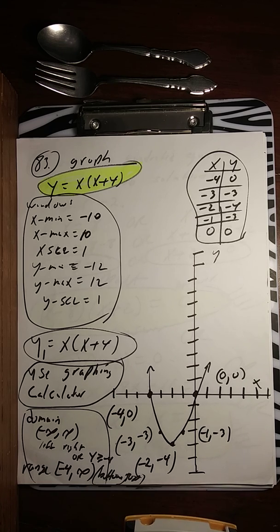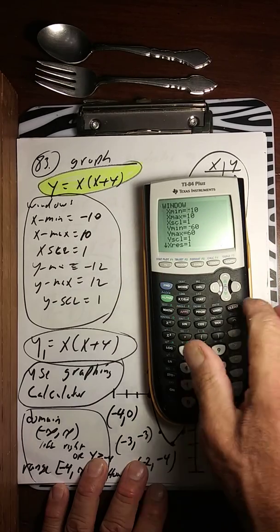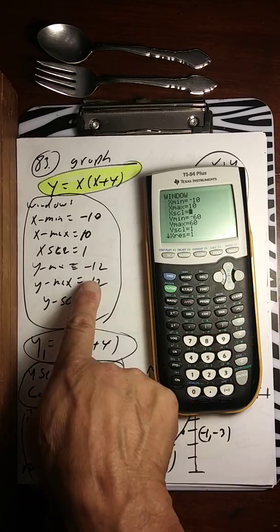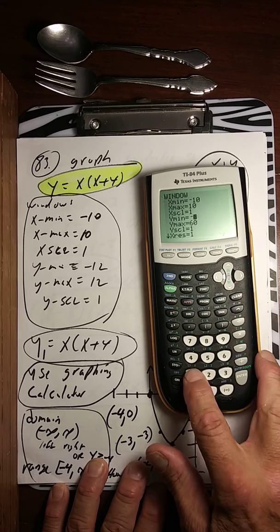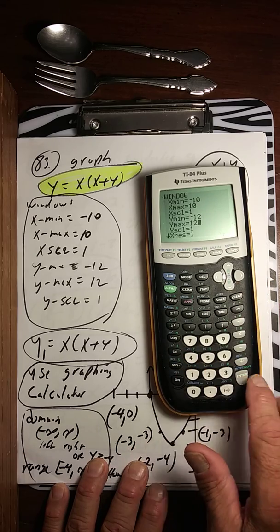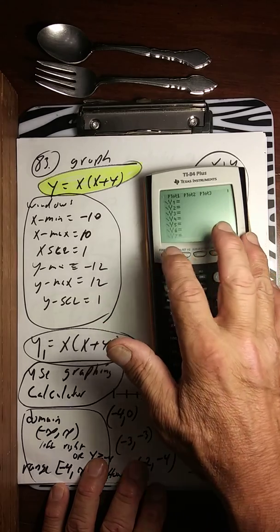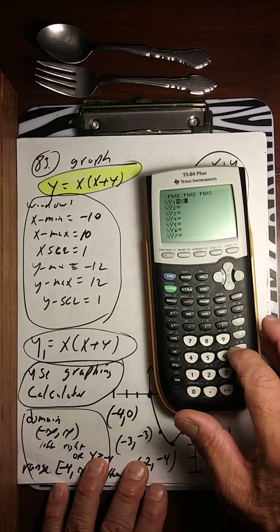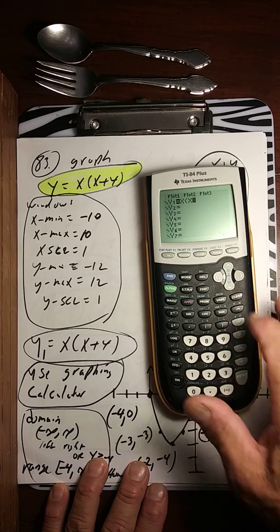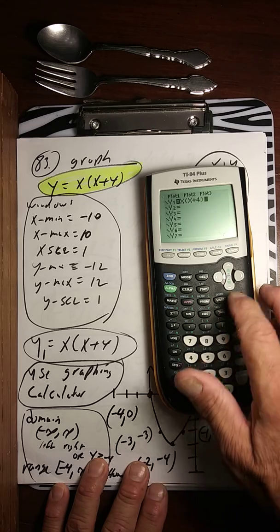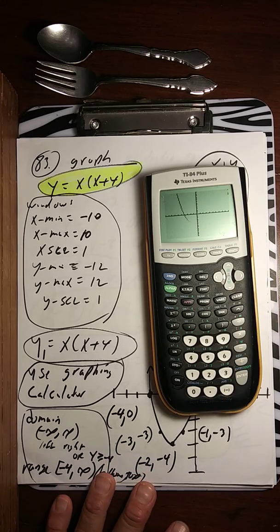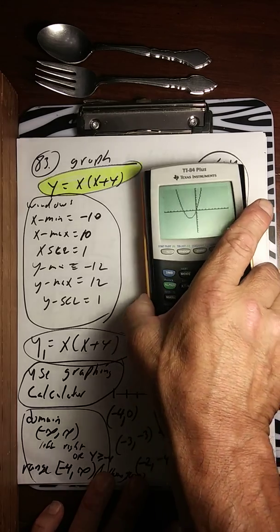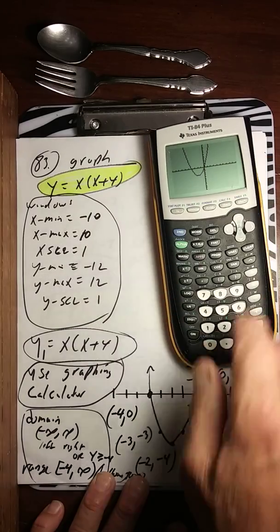Let's graph it. Machine. So Windows. So now what do we have? Negative 10, 10. Let's change the numbers: negative 12 and 12. And let's put Y equals x(x plus 4). Close it. Hit graph. There it goes. So now, there it is right there.